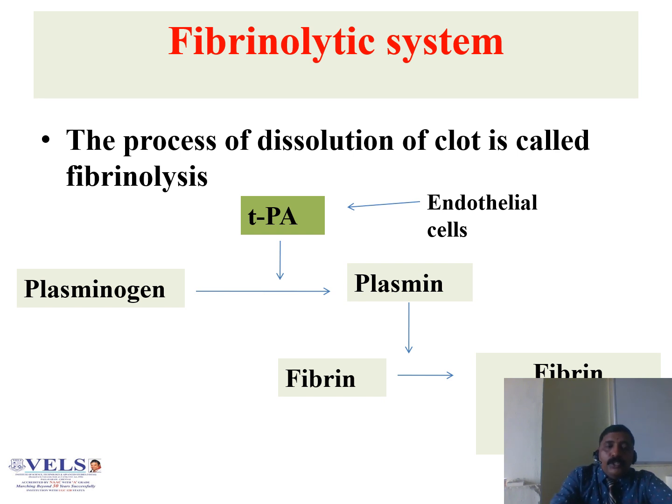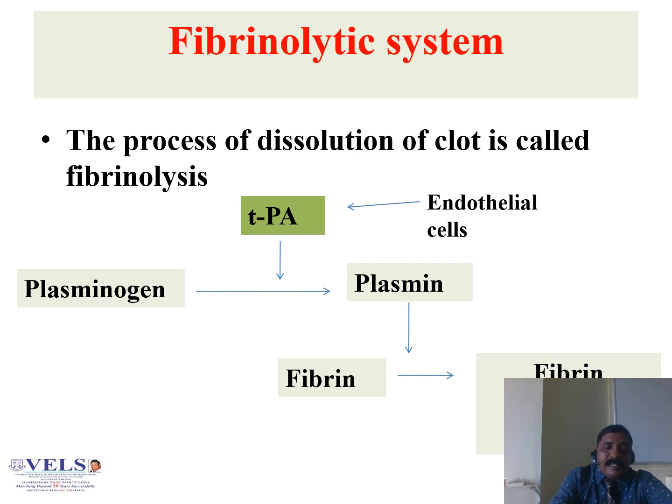Endothelial cells of most tissues then secrete tissue plasminogen activator, that is TPA, which is released into the blood and reaches the site of damage. TPA in turn activates plasminogen to plasmin, an active enzyme that digests fibrin into fibrin degradation products.